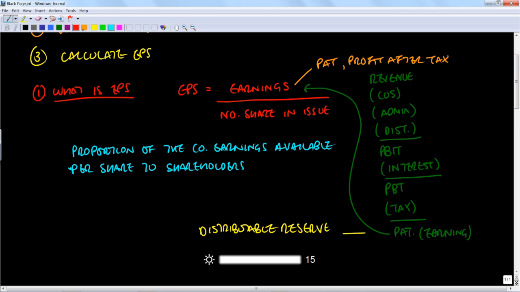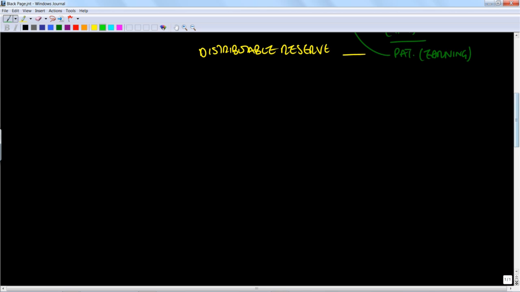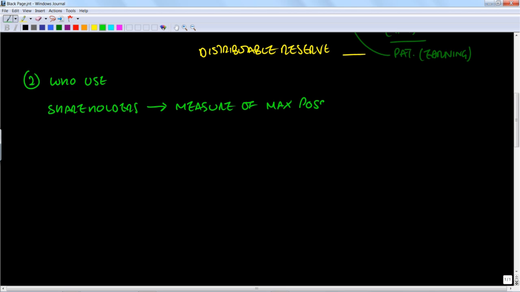Okay, so who uses earnings per share? I've already alluded to this fact by going through explaining what is EPS, but the group of stakeholders that use EPS tend to be shareholders. Okay, shareholders use earnings per share as a measure of the possible dividend. So the measure of the maximum possible dividend. Okay, like I said earlier, it's not necessarily the case they're going to get that dividend, but it's a good indication as to what the dividend could be.